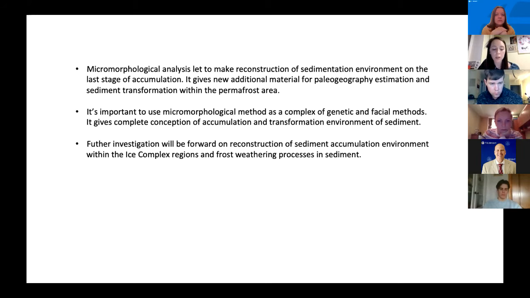And I would just like to say that this method can be used only in combination with genetic and fat cell methods, because it works only in complex. My further investigation will be directed toward reconstruction of the sediment accumulation environment within the ice complex regions, and frost weathering processes and sediment. Thank you very much.